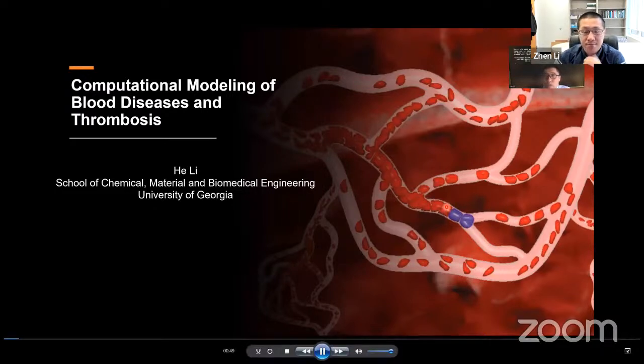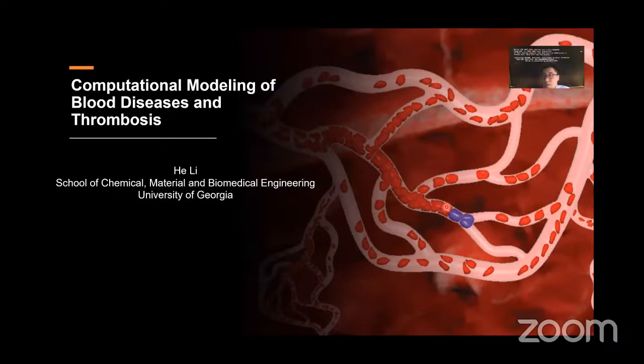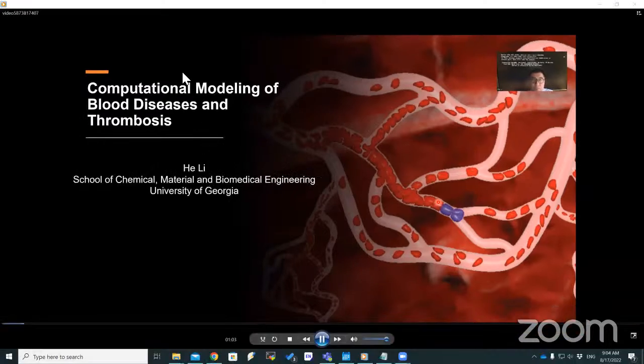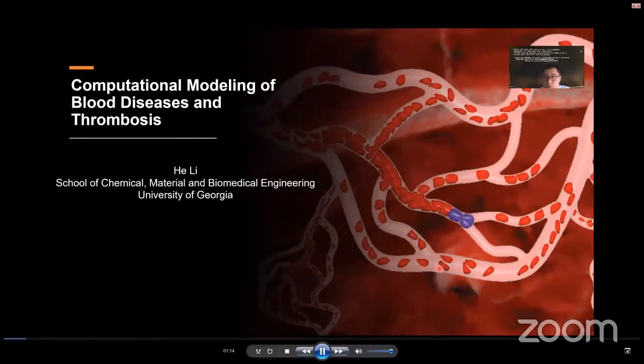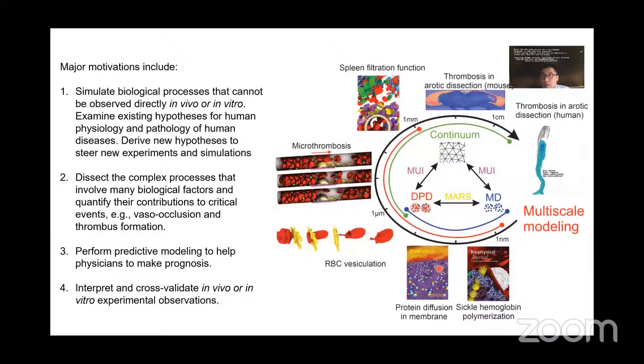Also, I want to thank Dr. Jen Lee and also other organizers of this seminar to provide this platform for the researchers in this community to interact with each other and update each other with our recent research discovery. Okay, go back to my talk today. So the title of my presentation is the Computational Modeling of Blood Disease and Thrombosis. So first, I want to give you a very brief introduction on my research background.